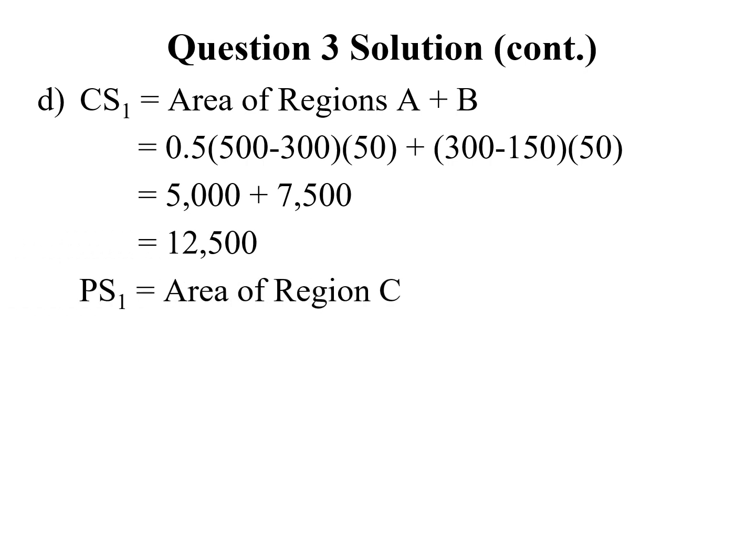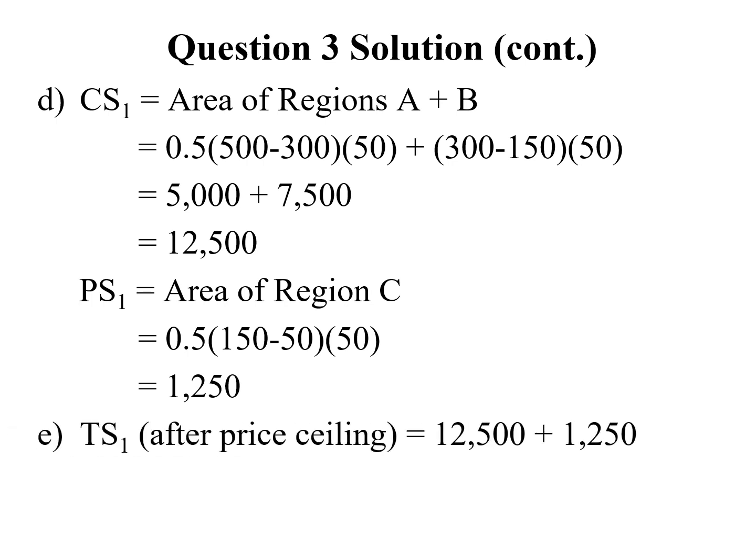Producer surplus was region C. And again, that's a triangle, so we have 1/2 base times height. And if you plug in those numbers, we get 1,250. We can add those two surpluses together to get the total surplus after the price ceiling, which is now 13,750.